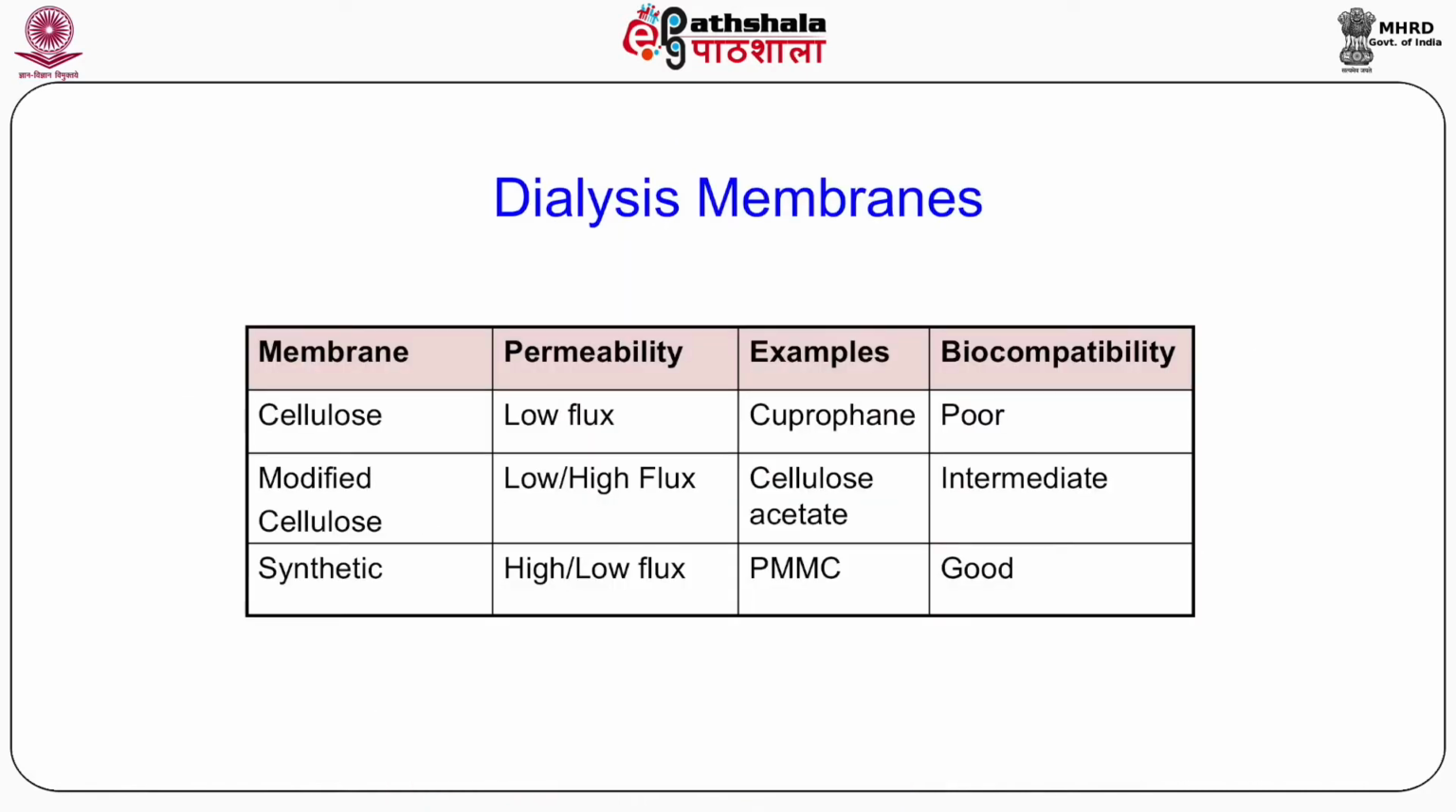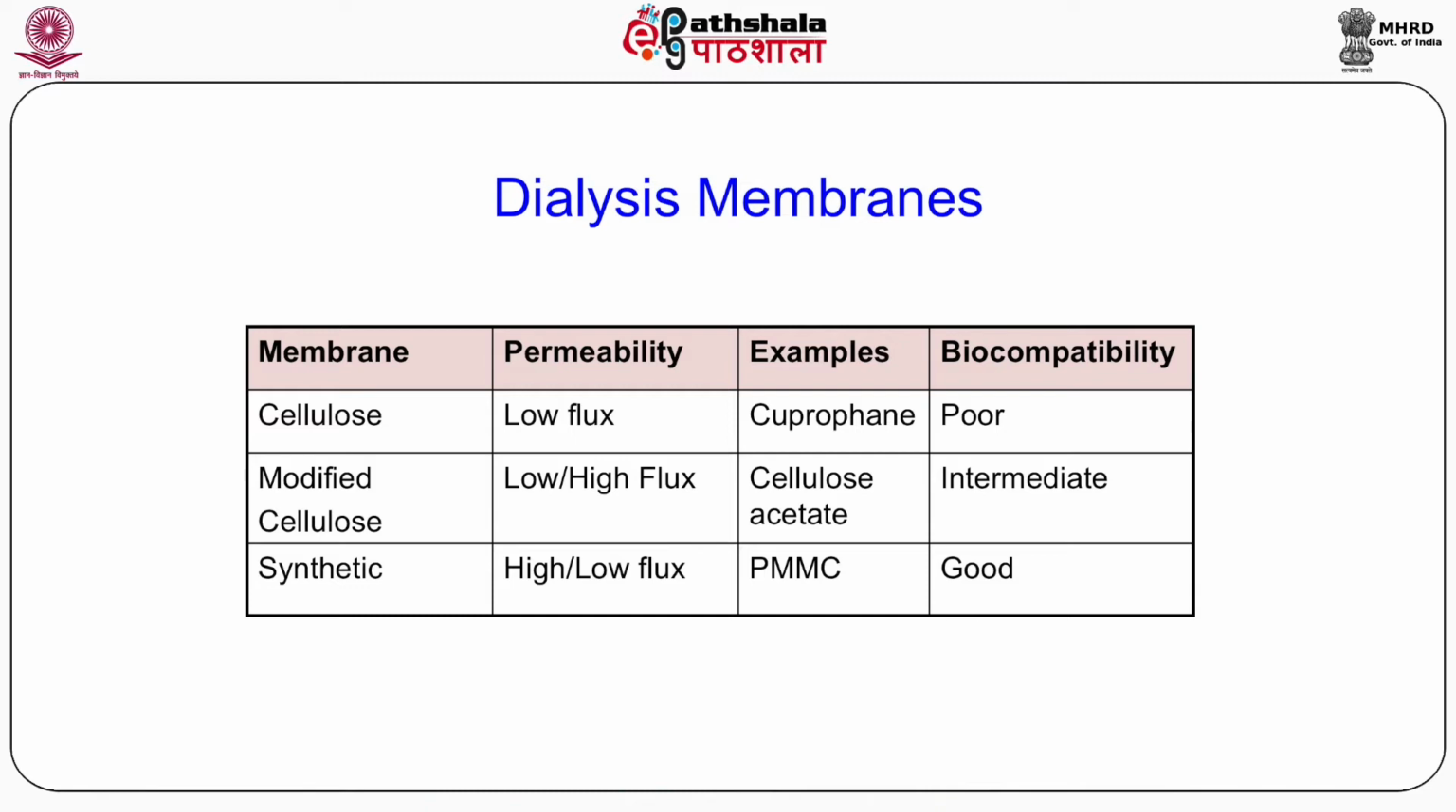The membranes have two essential characteristics which we have to keep in mind. The first is what we call flux and the second is what we call biocompatibility. Flux basically tells you the molecules that the membrane allows to pass across it. Flux is determined by the pore size of the membrane. That means a membrane which has small pores will have a low flux.